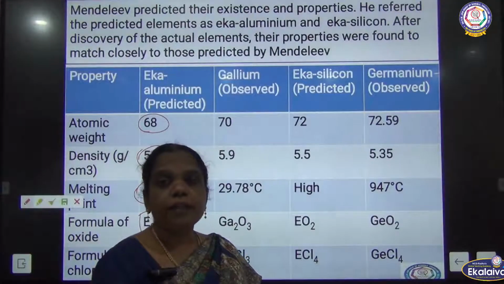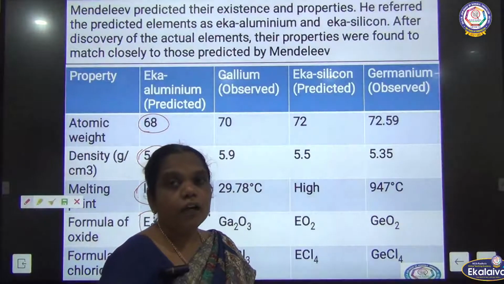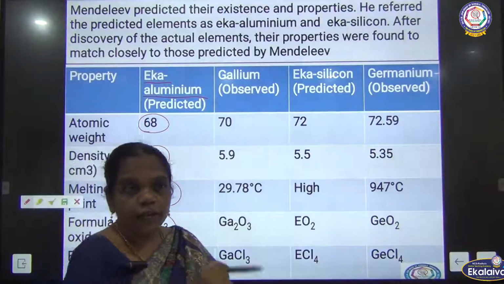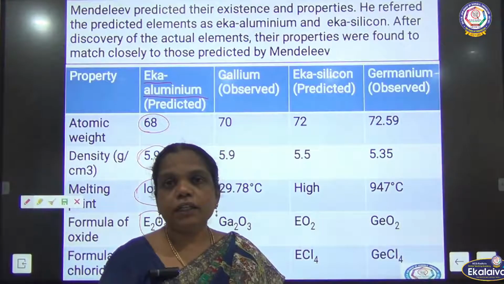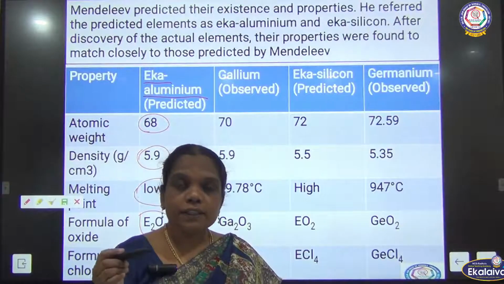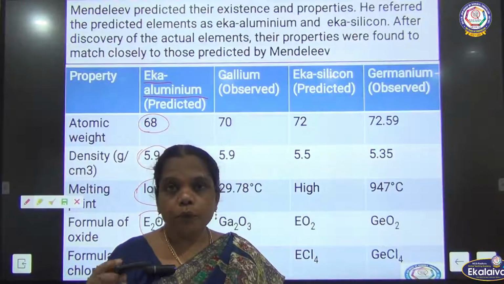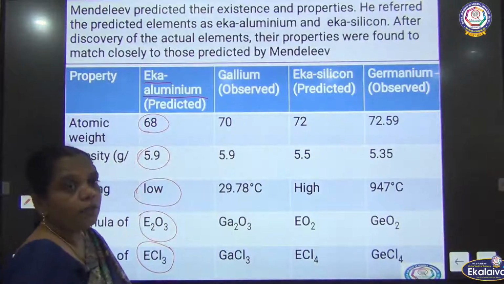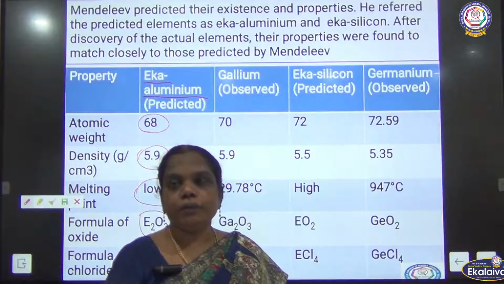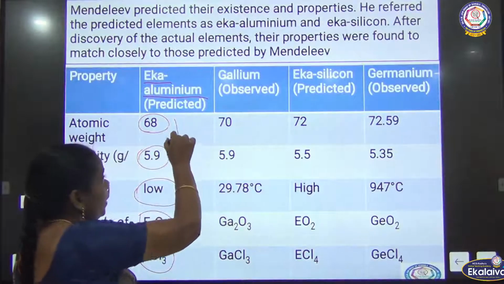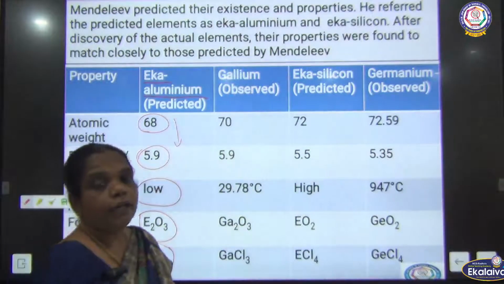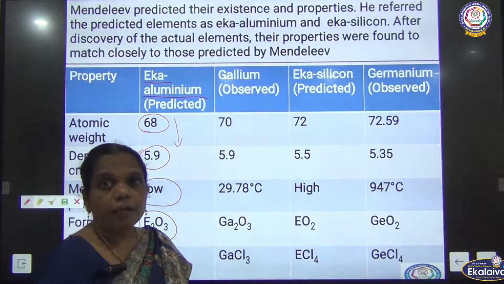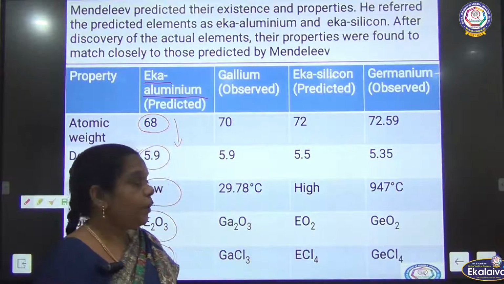So this element should be placed after aluminum. For that he gave the name Eka aluminum. At that time there was no gallium at all. He had not discovered gallium. Before the discovery of the element, he predicted that if any element is present, it may be like this only. So why is it called Eka? This element is going to be placed after aluminum, so it is called Eka aluminum. After the discovery, the element underwent experimental observation.